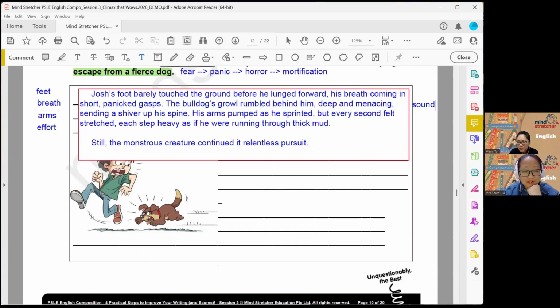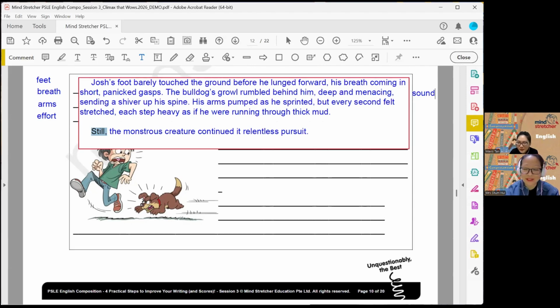Or you can use yet. If you have put in a lot of effort and it's still chasing me, yet is fine. Yet it was still hot on my heels. Or unfortunately also can. Unfortunately, just to show that whatever you did couldn't widen the gap between you and the dog.